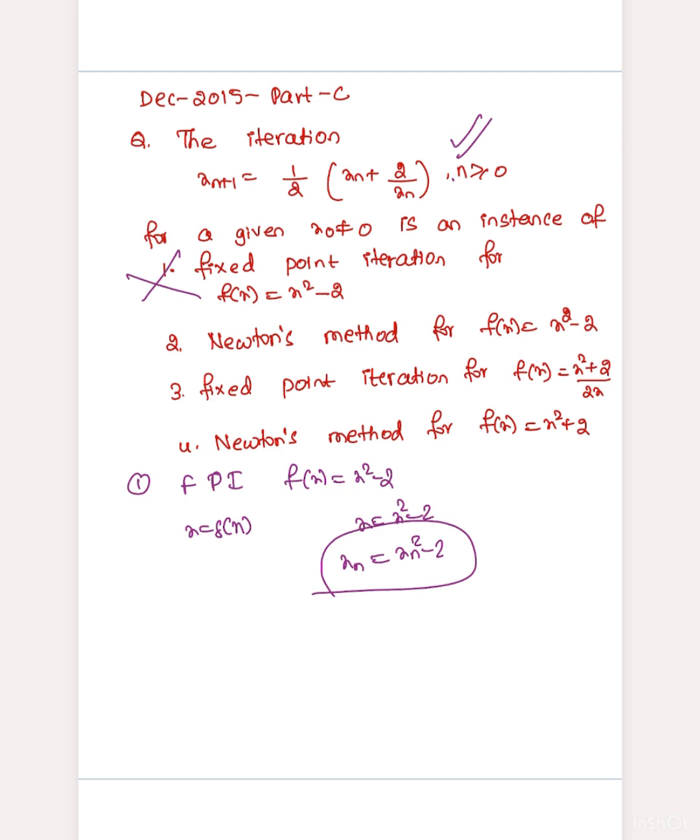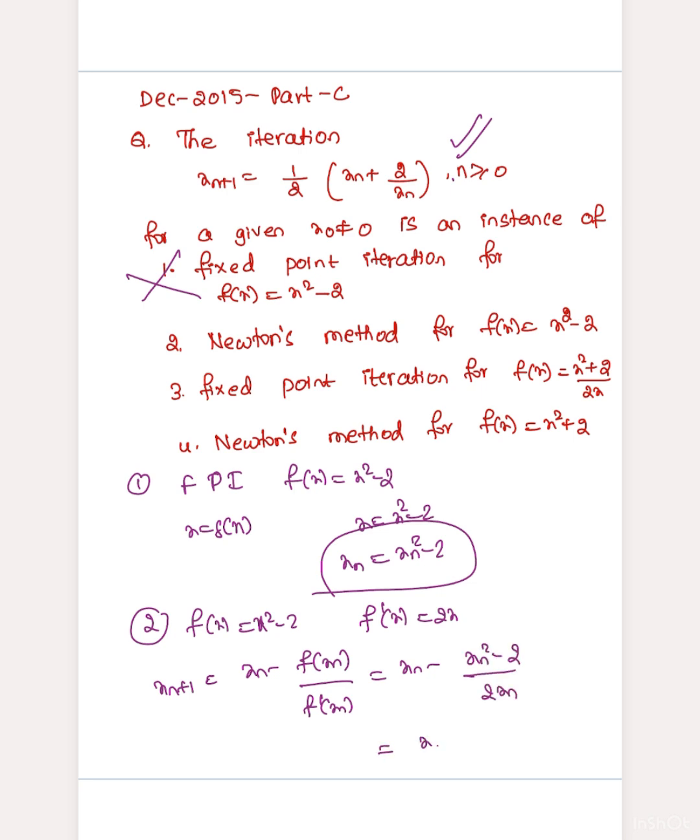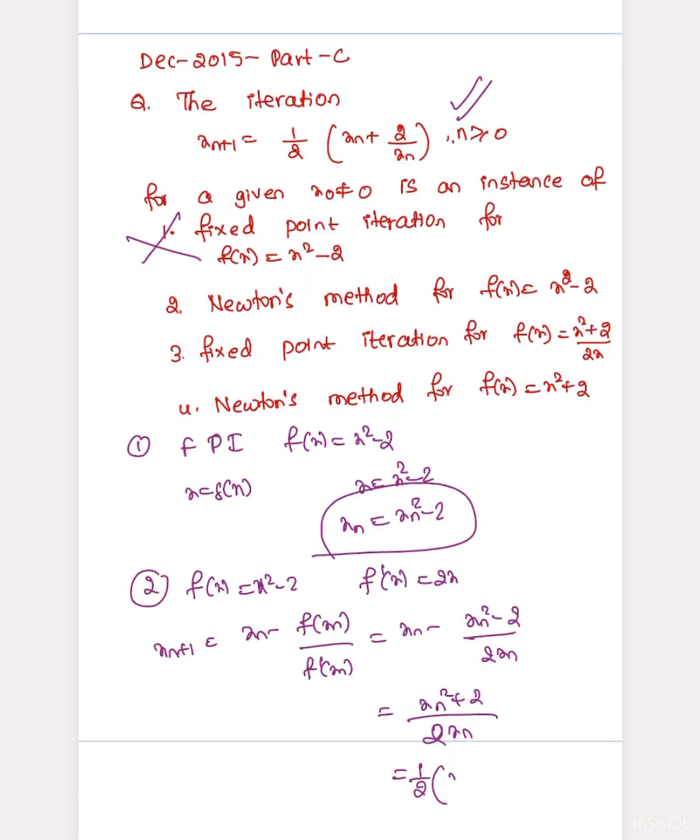Second one is Newton method for f(x) = x² − 2. Just use the formula. f' will be 2x. Now from the Newton scheme, xn+1 = xn − f(xn)/f'(xn). So this will be equal to xn − (xn² − 2)/(2xn), which equals (xn² + 2)/(2xn). Just take 1/2 out. This will be (1/2)(xn + 2/xn). So it looks like the given scheme. Therefore option 2 is the correct option. Since it is from part C, multiple options may be correct. Therefore we have to check the third and fourth options also.